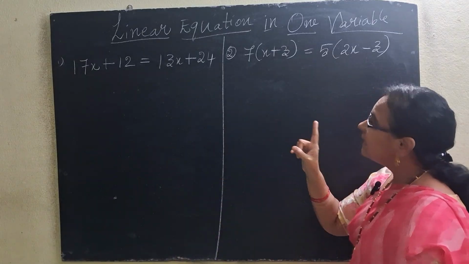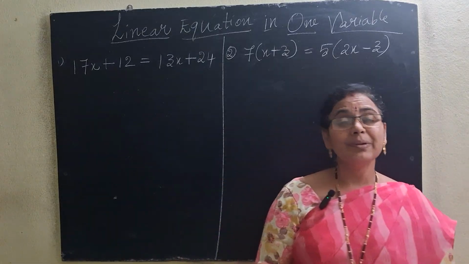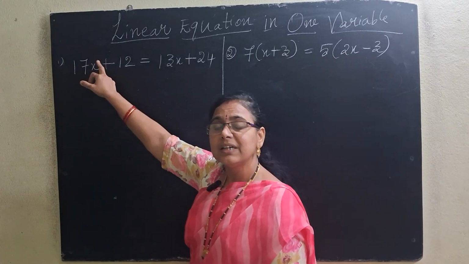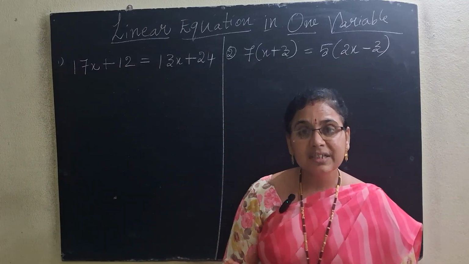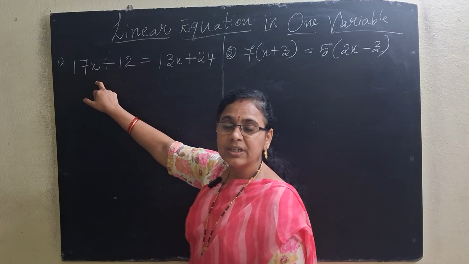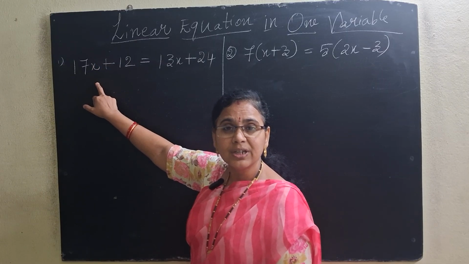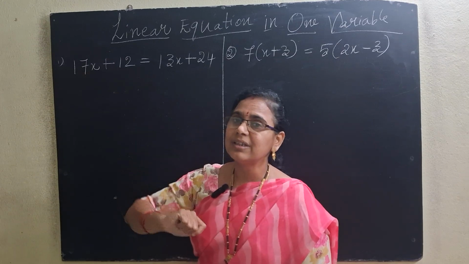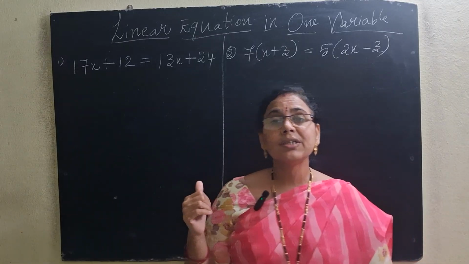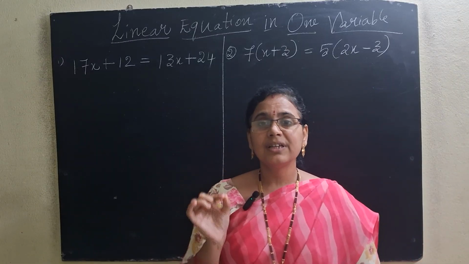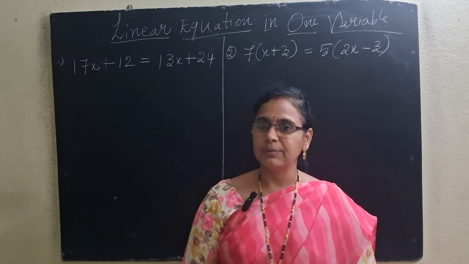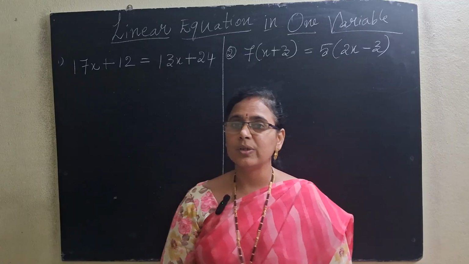Come to the next one. Linear equation. What do you mean by linear equation? Linear equation means the degree of that particular equation is 1. What is the meaning of degree? Highest exponent of the variable. Here you observe x. What is the exponent of x? Nothing is there. That means will you take it as 0? No, it is 1. One time that x is there. That means your degree is 1. If the degree of an equation is 1, then we will say that is a linear equation.